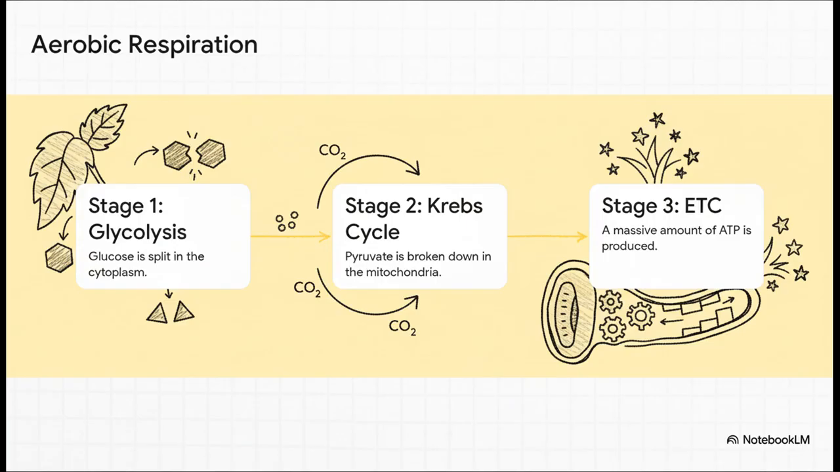Okay, so plants build the sugar. Fantastic. But how do we, and plants for that matter, get the energy back out of it? Well, we use a process called aerobic respiration, which is basically photosynthesis in reverse. It's a three-stage assembly line that carefully breaks down that sugar molecule to release all the energy stored inside.